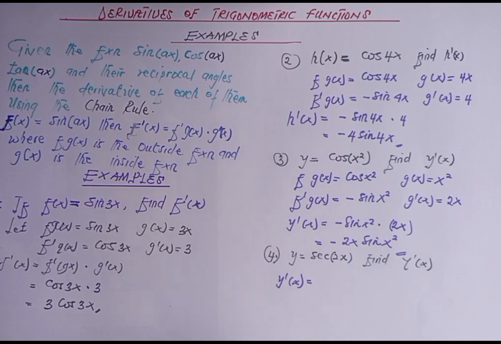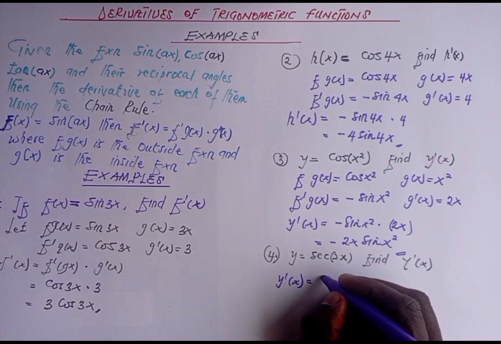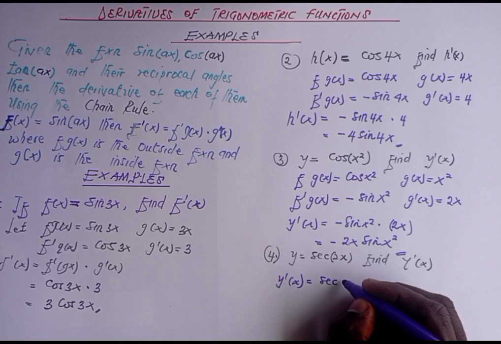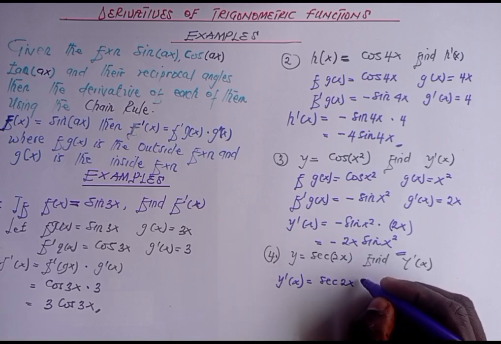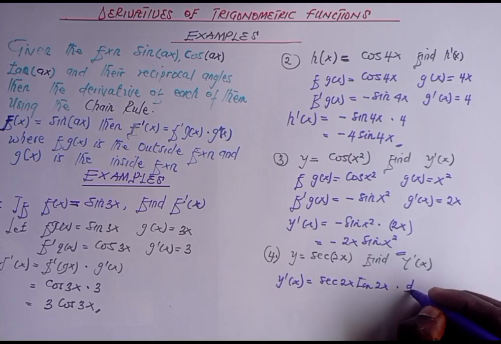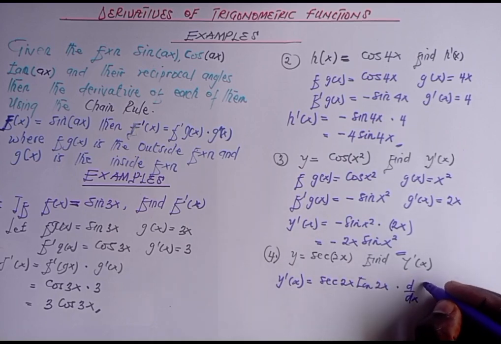derivative of y, which is y prime of x. When we differentiate sec, we get what? Sec x. But here we have the angle to be what? 2x. So we have sec 2x and then what? tan 2x.